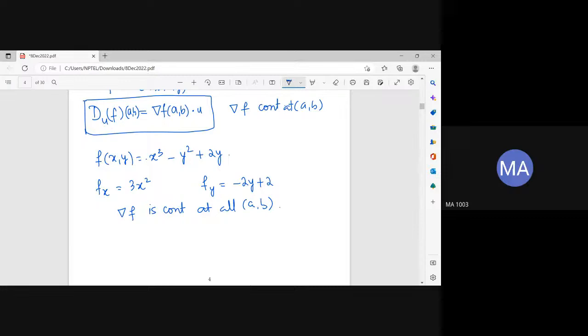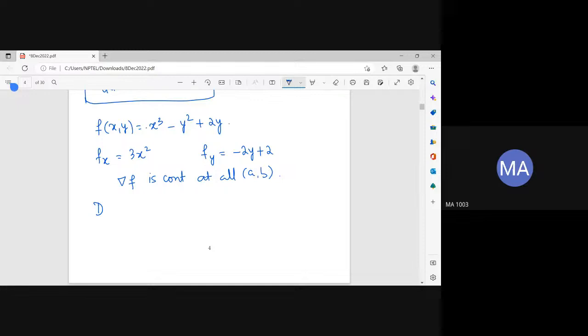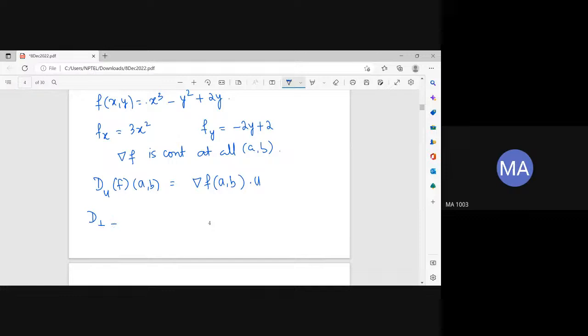So if I want to calculate the directional derivative of this function along any direction at the point a comma b, I can always use this formula. Suppose I want to compute along the direction 1 comma 1 of f at 2 comma 1, what will I do? You'll find the gradient of f at 2 comma 1 dot with 1 by root 2 comma 1 by root 2. So you take the unit vector 1 comma 1 divided by the norm of 1 comma 1, which is root 2. So 1 by root 2 comma 1 by root 2.